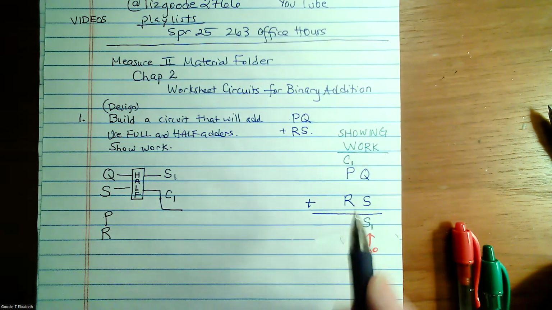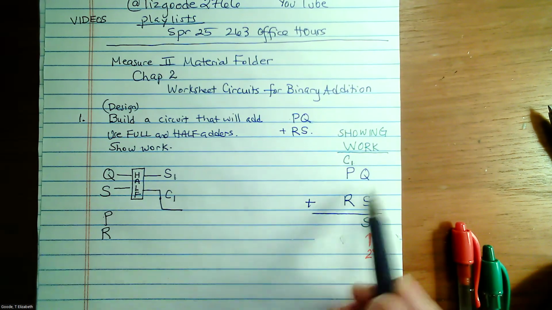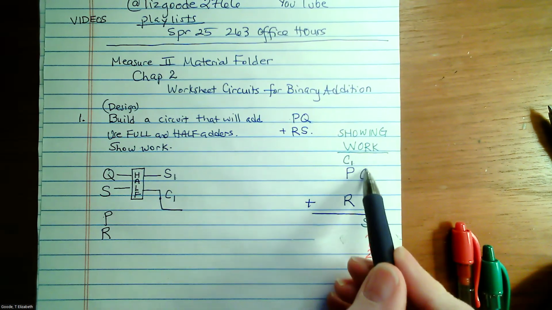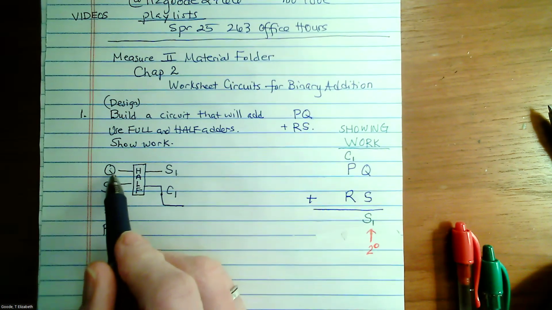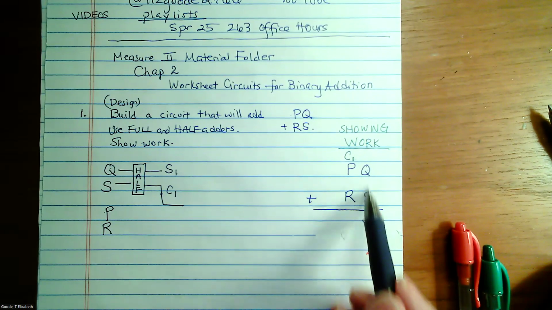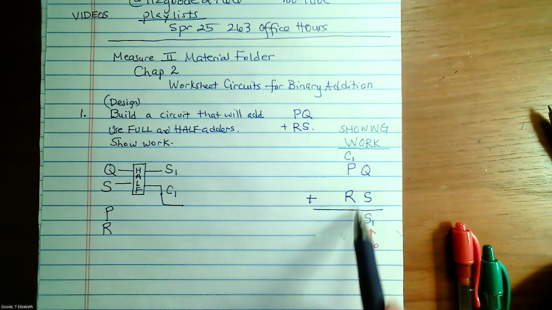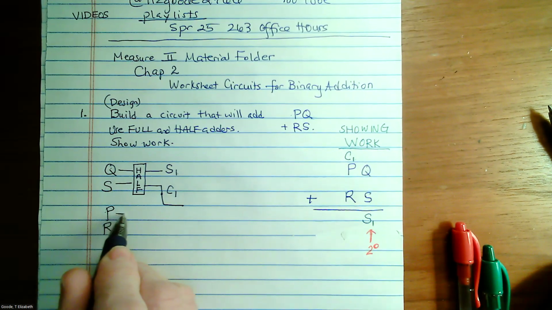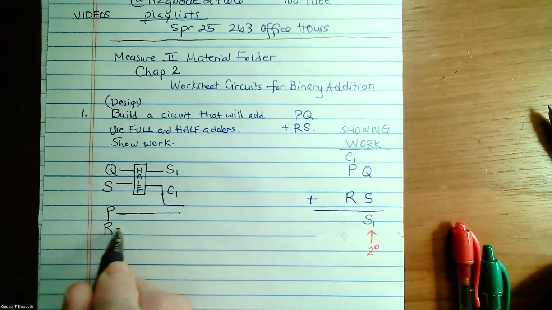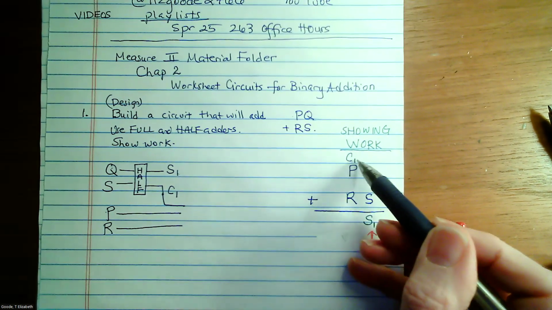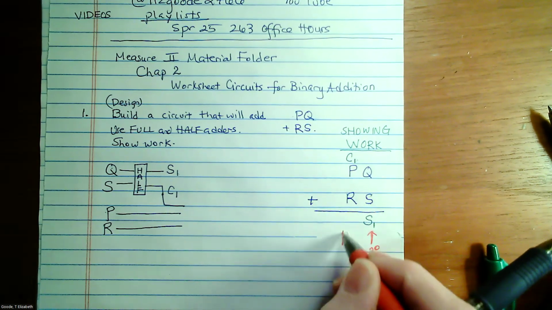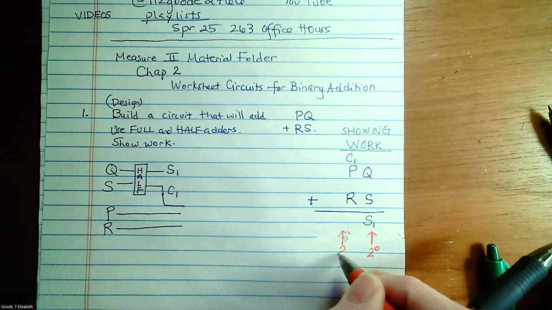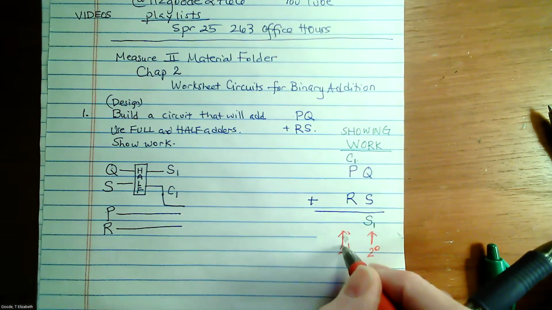Notice we don't put PQ first, we put QS first because those are the first ones we're adding. So we don't put these in alphabetical order now. We put them in the order that we need to put them to perform the addition. So P and R are going to get added to the digit C1, which is in that column. This is the 2 to the 1s column, the 2's column.